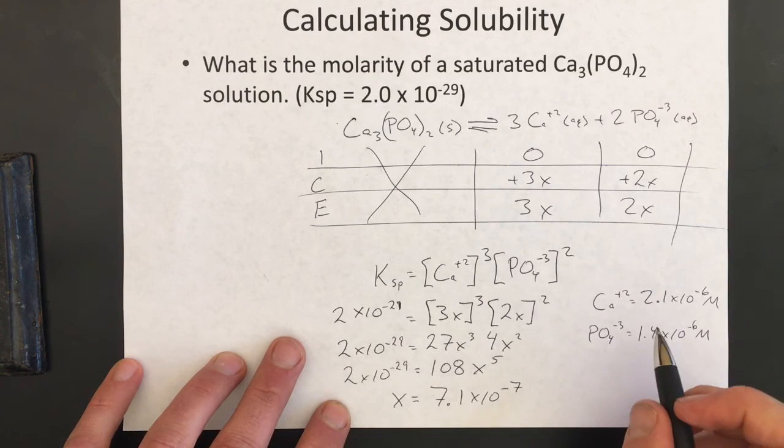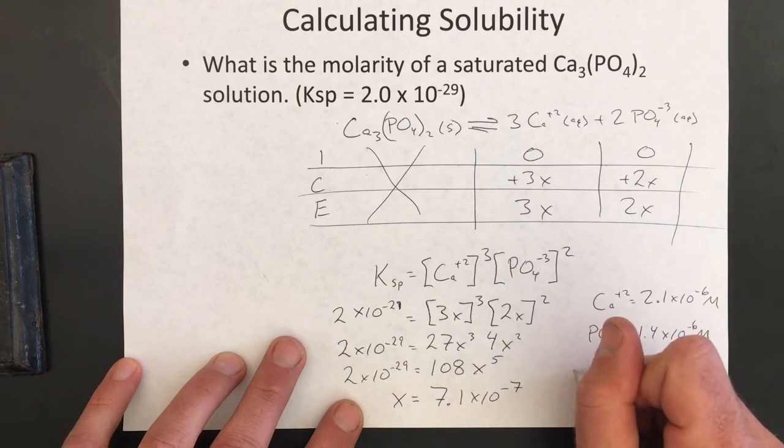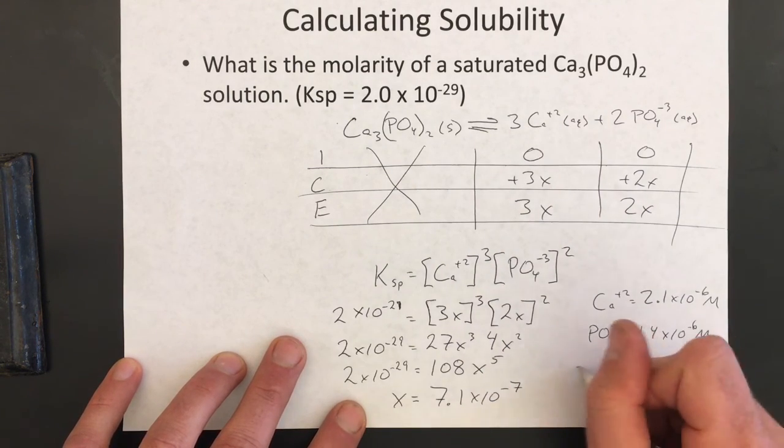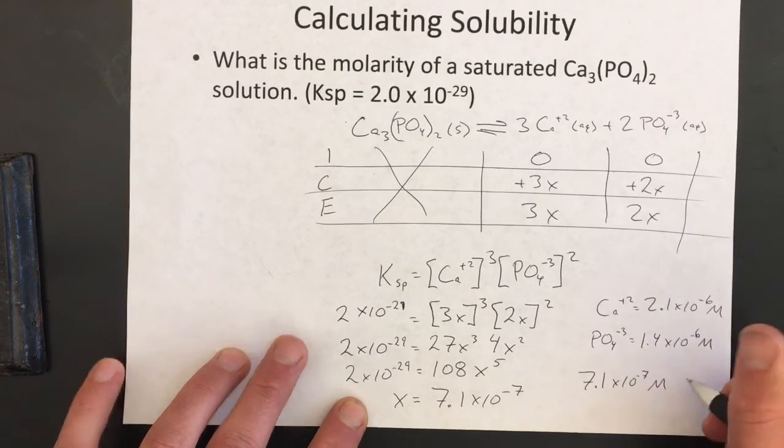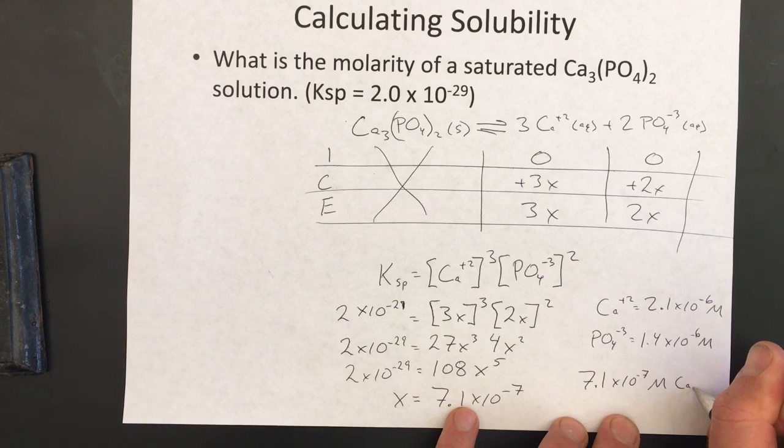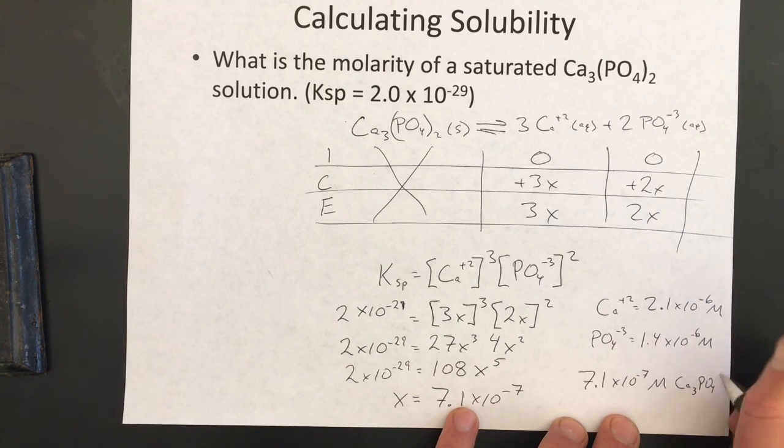But if you're just doing the molarity of the entire salt together, it'd be 7.1 times 10 to the -7 molar Ca3(PO4)2.